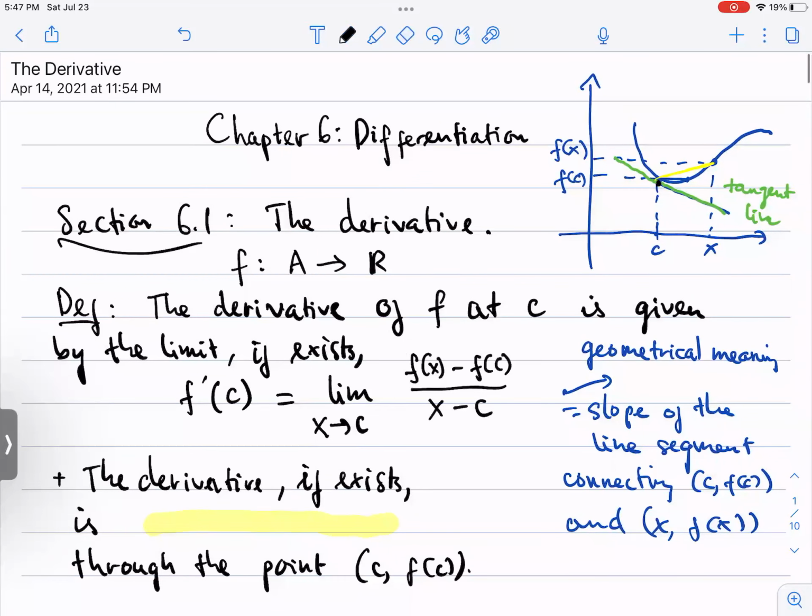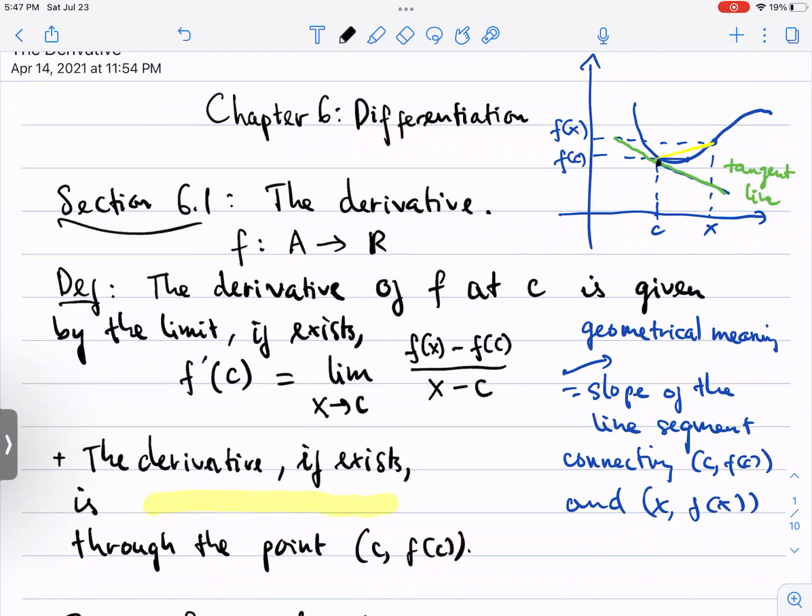If you took linear algebra and calculus, then we know the geometrical meaning of the expression. This is exactly the slope of the line segment connecting the point c, f of c and the point x, f of x, as you can see in this picture. The line segment here is the yellow segment in this picture. So the expression is the slope of the line segment.